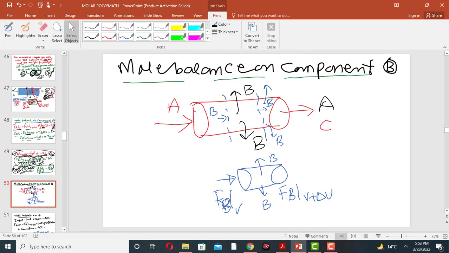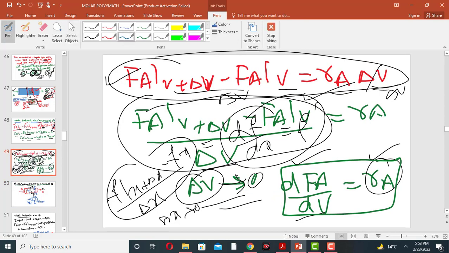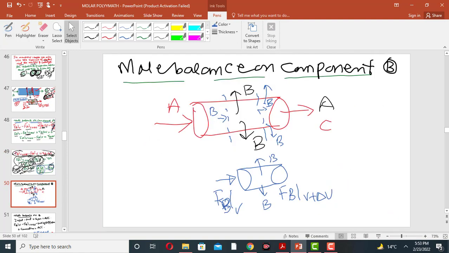So the mole balance on component A gives us this equation: dFA divided by dV is equal to RA. Similarly, for the mole balance on component B: A is entering, and here B is being produced, and in this place B is also being produced. If we take this small volume, B is entering because B is produced upstream. So B is entering, B is leaving, but B also diffuses through the side of the membrane.